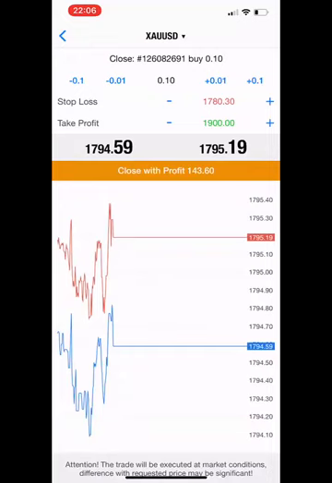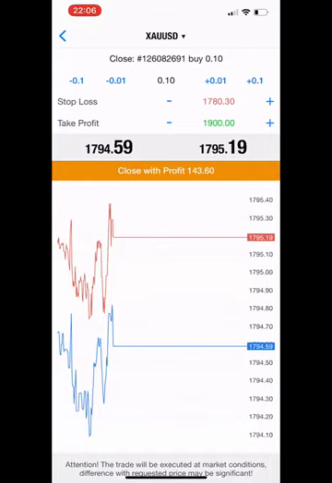And then you're going to see it gives you an option, close with profit 143.60. Now, this is the trick. Yes, Gladys, the session is recorded.